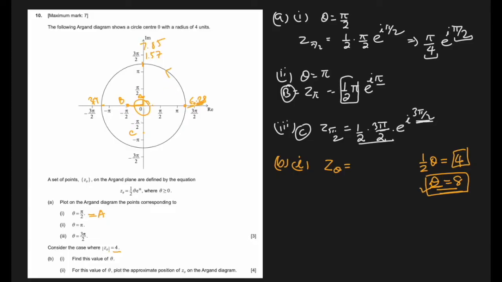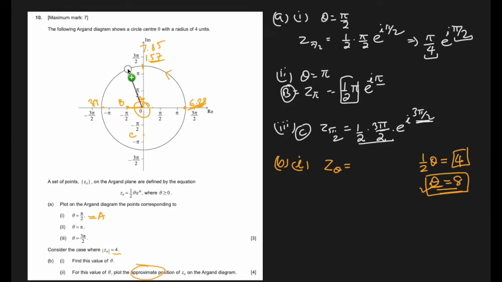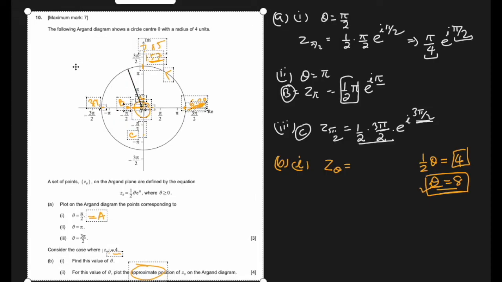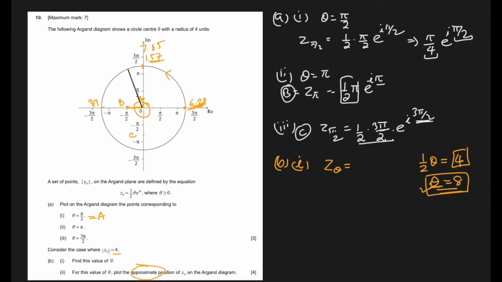Yeah, 6.28 plus 1.57. Okay, that means 8 has to be somewhere. This is approximate, right? So 8 has to be in this direction. So let me draw. So it is reaching somewhere here. So I will put the approximate place of Z. This one is here, this point.